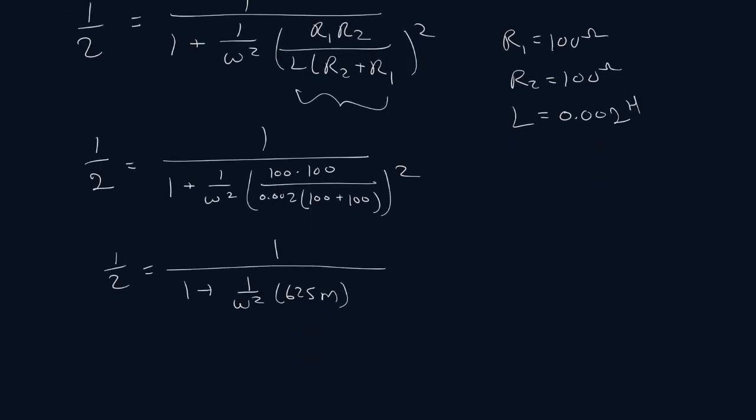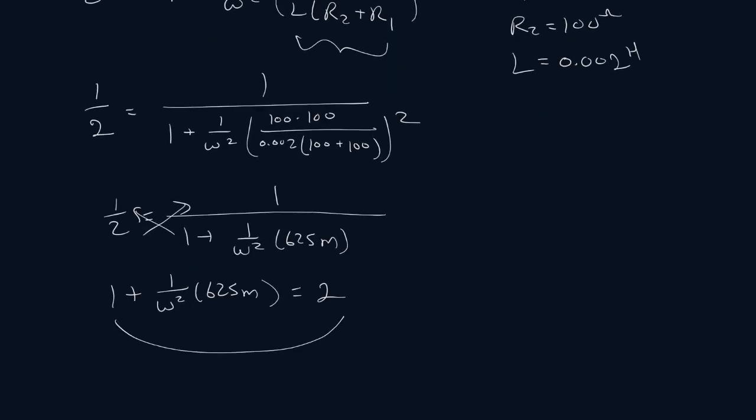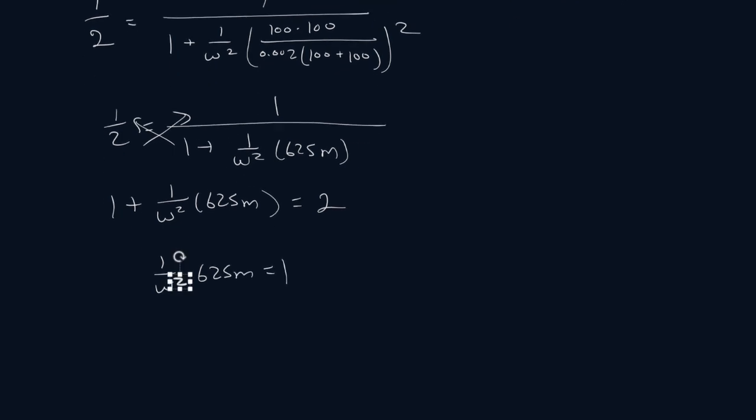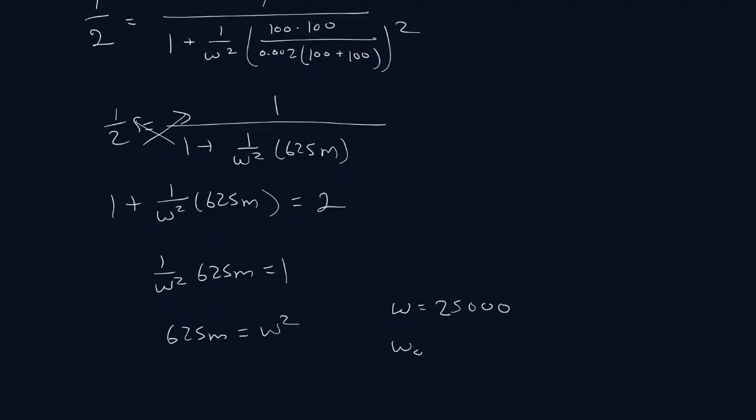All right. So let's bring this to this side and let's bring this to this side. So 1 plus 1 over W squared times 625 million equals 2. Bring this one to the other side. So it'll be 1 over W squared, 625 million equals 1. Bring the W squared to the other side. All right. So W equals 25,000, and that's your cutoff frequency. 25,000 radians per second.